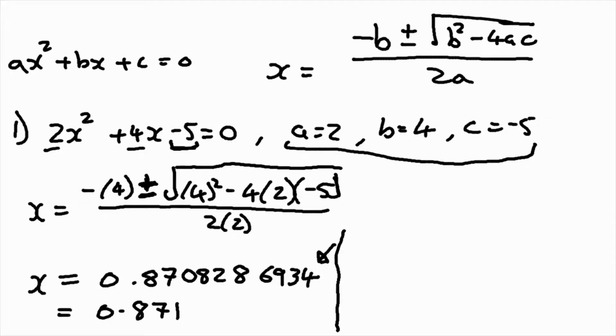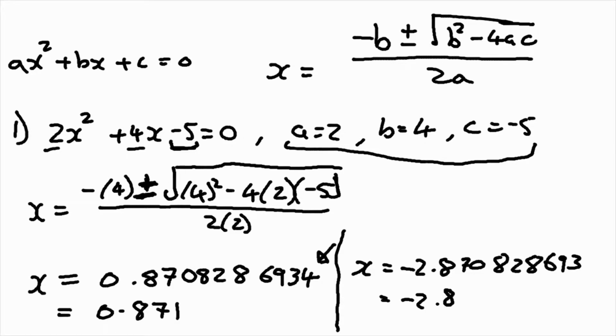On the other hand, if we use the negative part here, we get x to equal minus 2.870828693. And if we round to 3 decimal places, we get minus 2.871. Again, we've written out exactly what's on our calculator in the first line, and then we've rounded in the second.